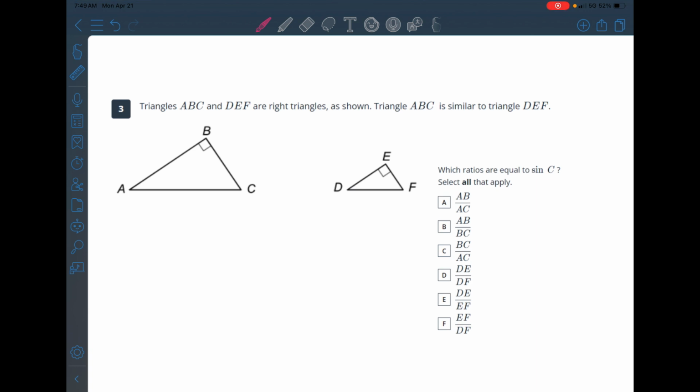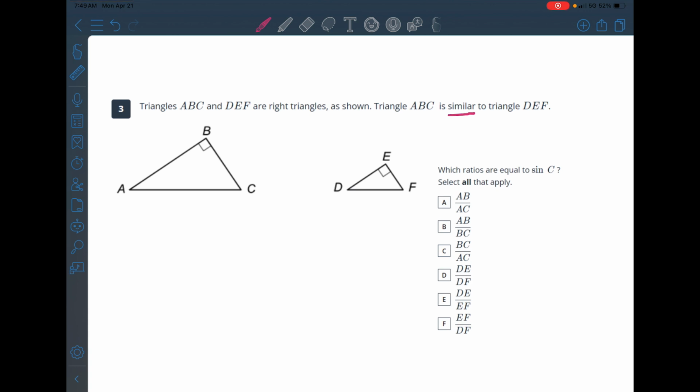Triangle ABC is similar to triangle DEF. That means the angles are the same and the sides are proportionate. It means one could be 2/4 and the other one could be 1/2. If we set up fractions, they're proportionate, meaning if I reduced one, it would be the other one.